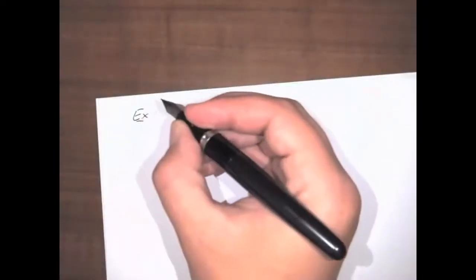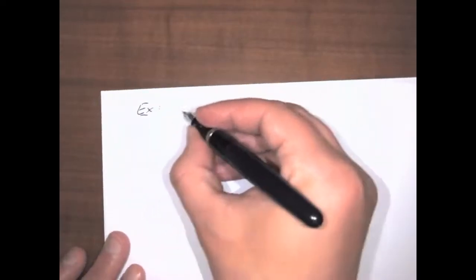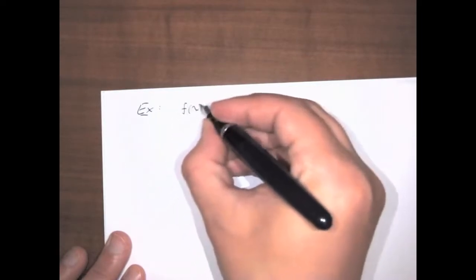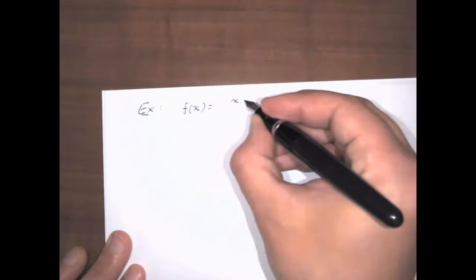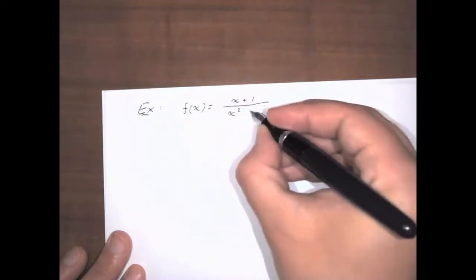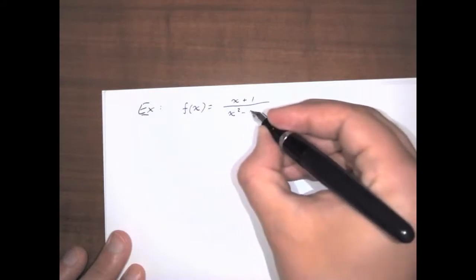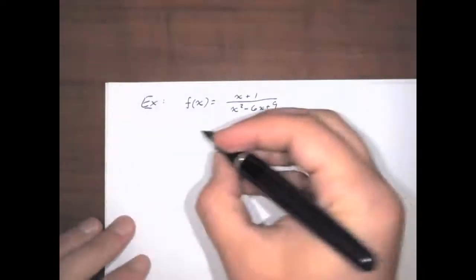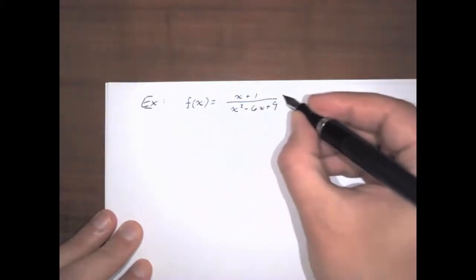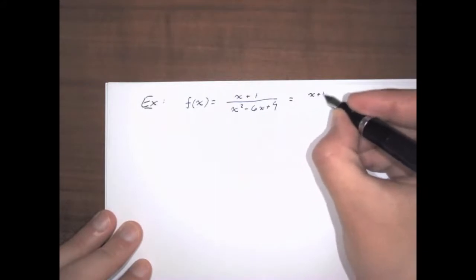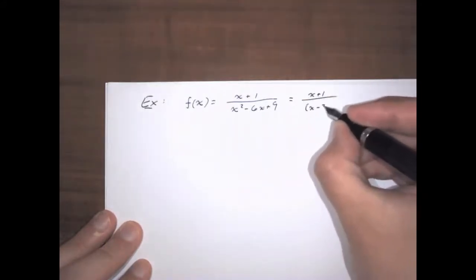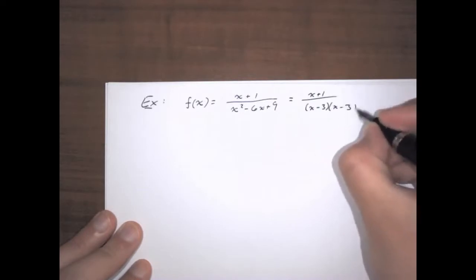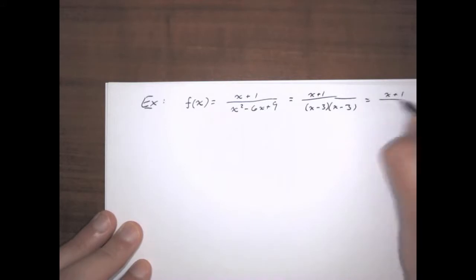Let's try now an example like this. So let's go f of x is equal to x plus 1 over x squared minus 6x plus 9. Alright, so the important things to notice about this, we look at the top, we look at the bottom, we would factor. So it's going to be x minus 3, x minus 3. So in other words, x plus 1 over x minus 3 squared.